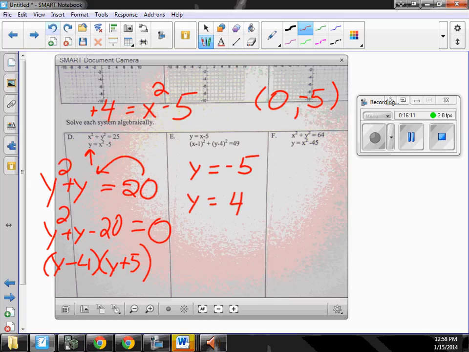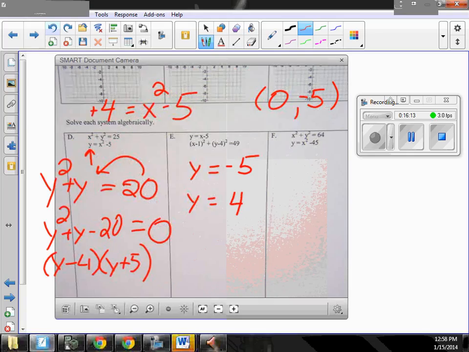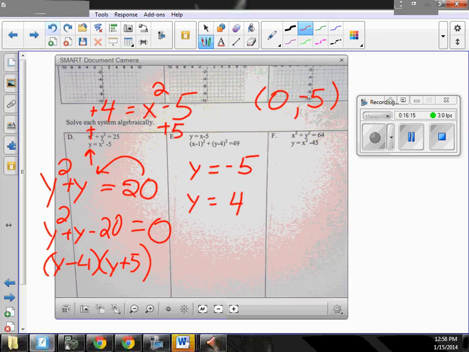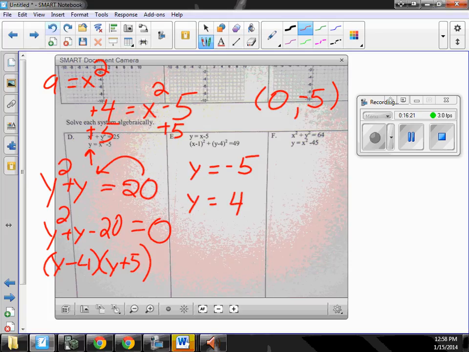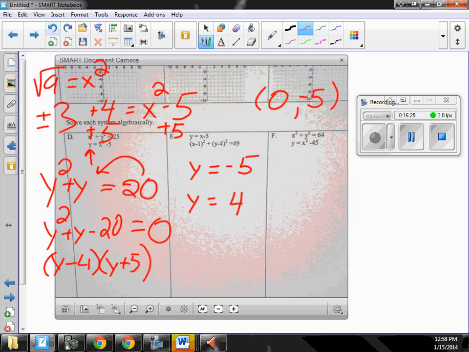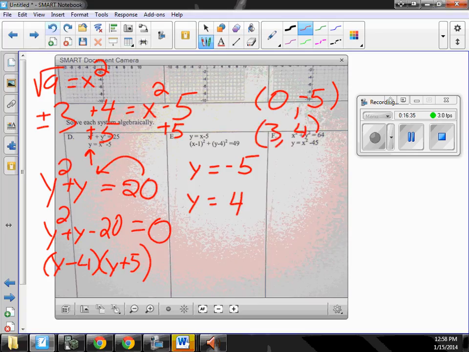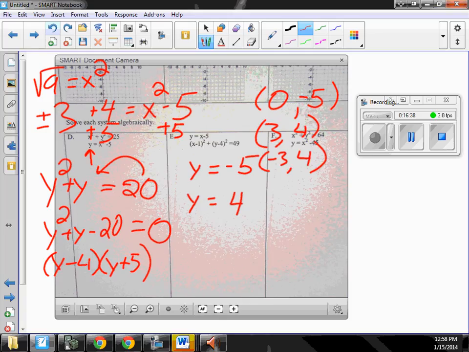How do I solve for x? Add the 5, and I get 9 equals x squared. Now what? Square root, and I get plus or minus 3. So how many intersection points are there? 3 of them. So we have (3, 4), (-3, 4), and (0, -5).